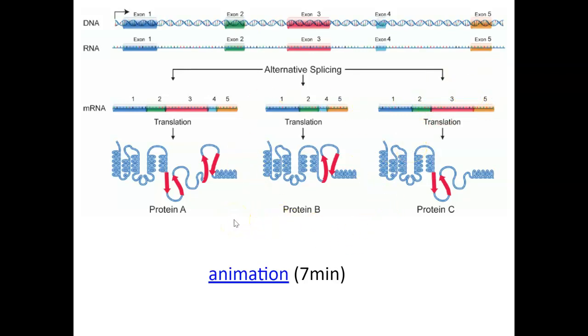Alternative splicing, splicing the mRNA in different ways or alternative ways to increase the number of different types of proteins that are being created from a single gene. And then this is going to be an animation to help support alternative splicing.